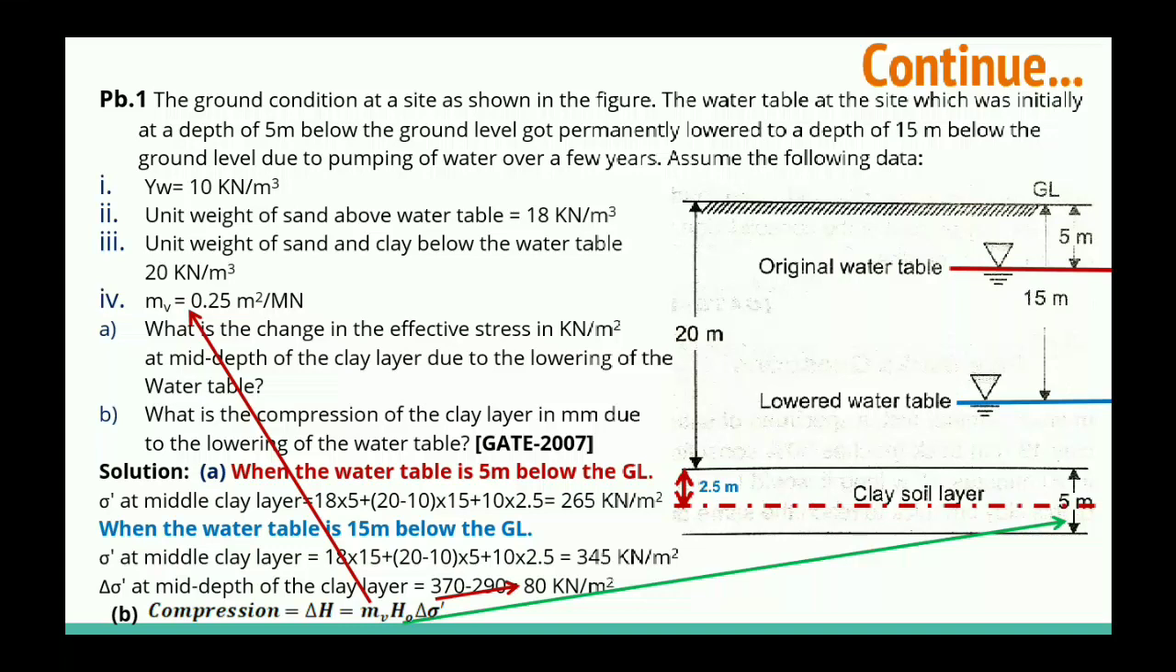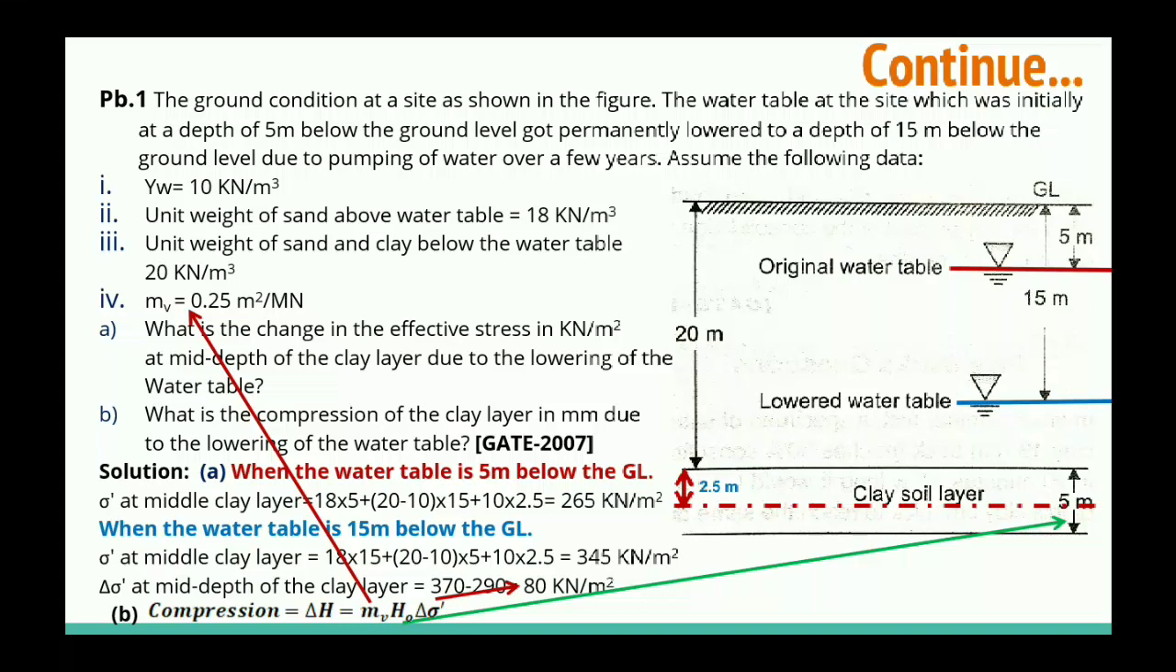Suppose we are calculating the settlement for the clay layer, so we are using that change in the effective stress whatever we have calculated in the first part, in the second part, right? But suppose in this question, the first part is asking about the change in the effective stress at the bottom of the clay layer, or at the top of the clay layer, or somewhere else except the middle depth of the clay layer. So that value we can't take to calculate the settlement in the second part. Are you getting my point?